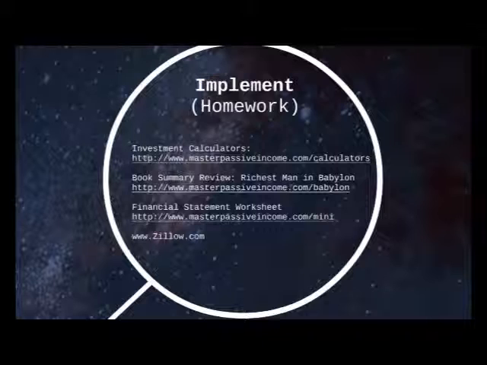I specifically created these calculators to help investors like you and me to run all the numbers and make sure that we're going to make money.